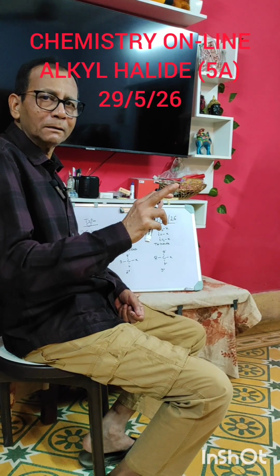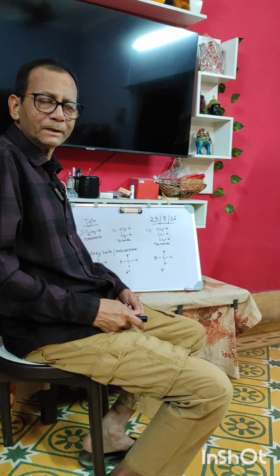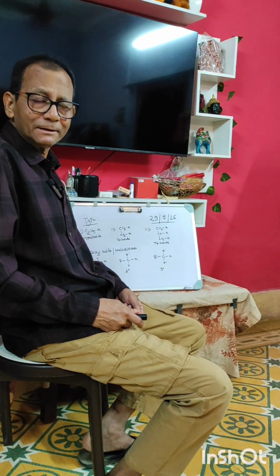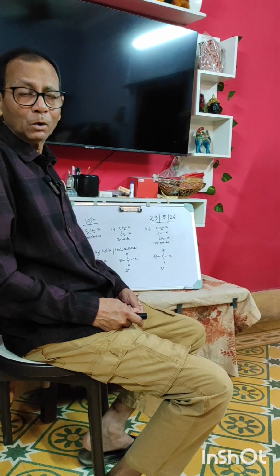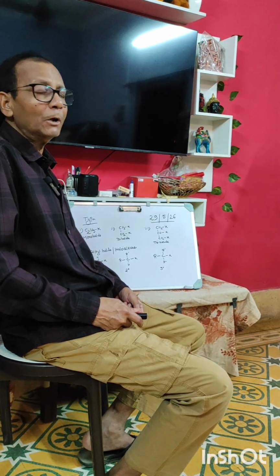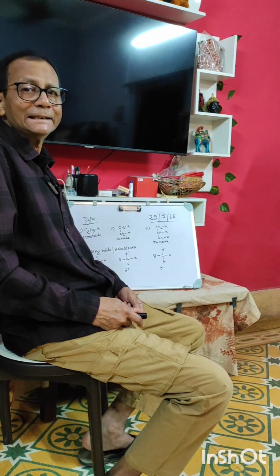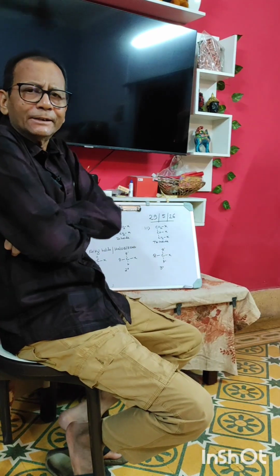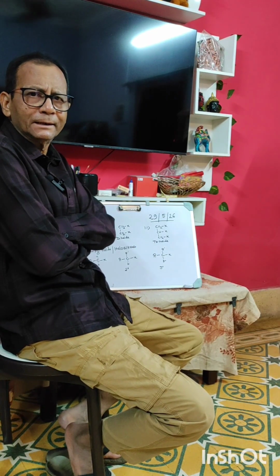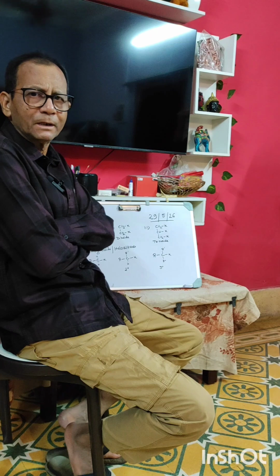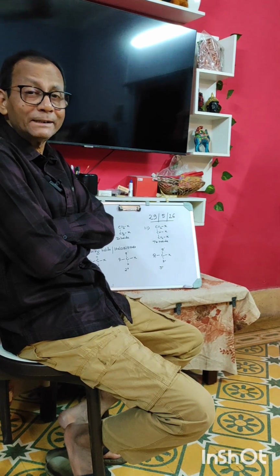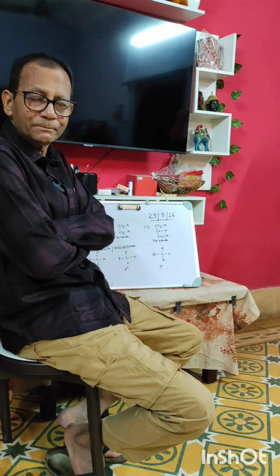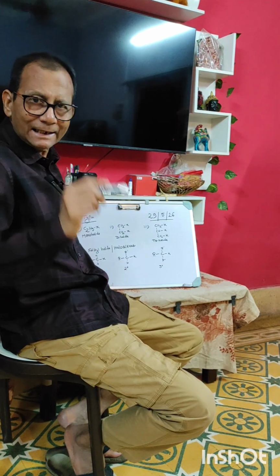When one or more hydrogen atoms from a hydrocarbon are replaced by one or more halogen atoms, a new molecule is formed. We call it an alkyl halide. In short, take a hydrocarbon like methane, CH4. One of the hydrogens is replaced by a chlorine atom, and you get CH3Cl. This is your alkyl halide.